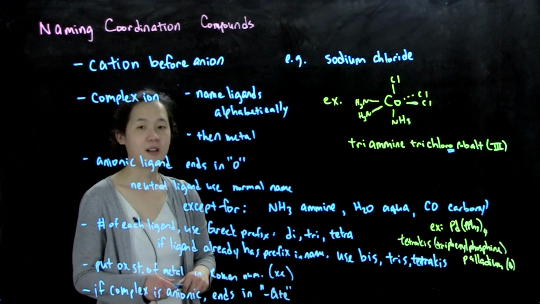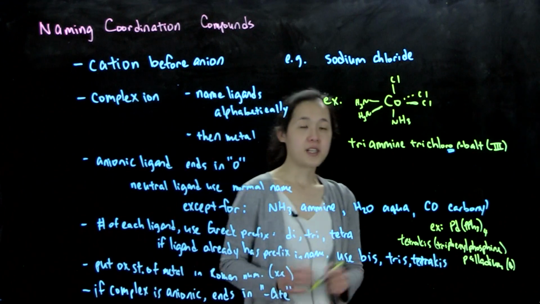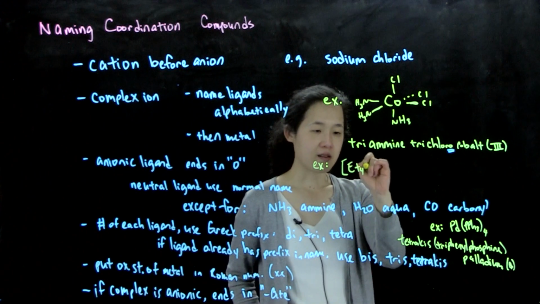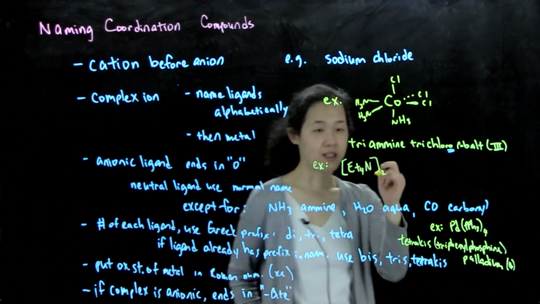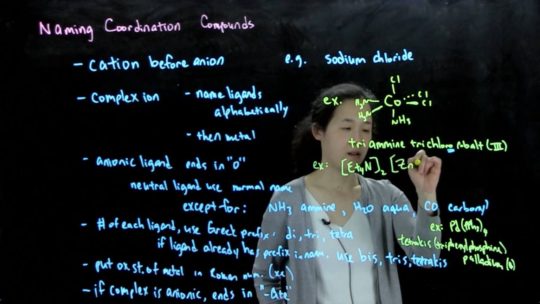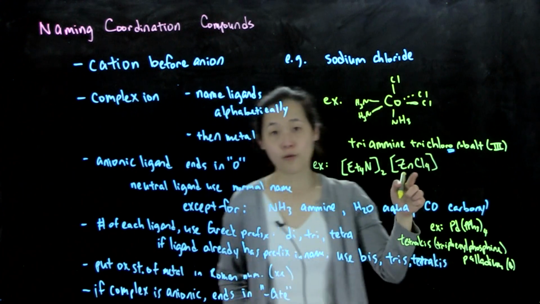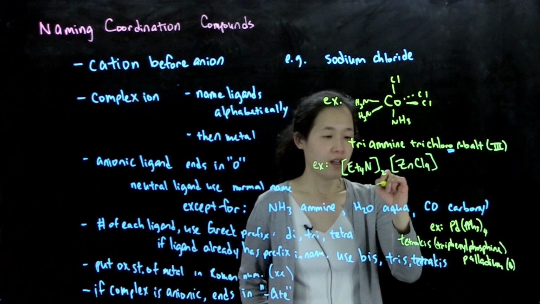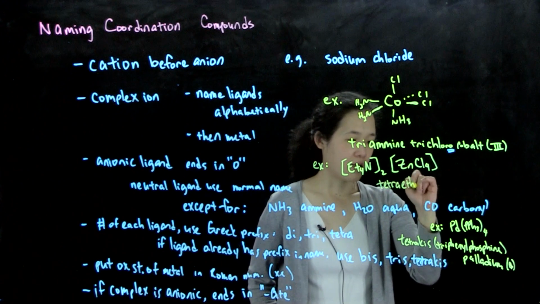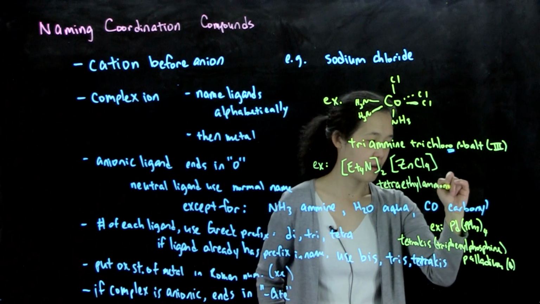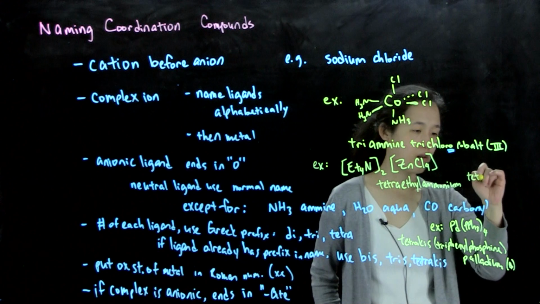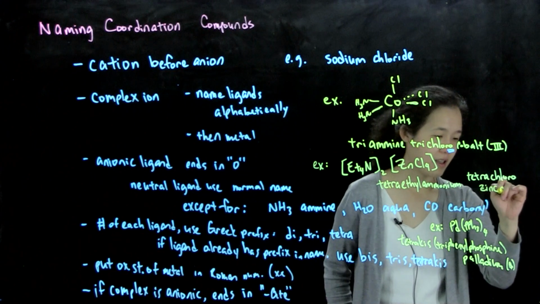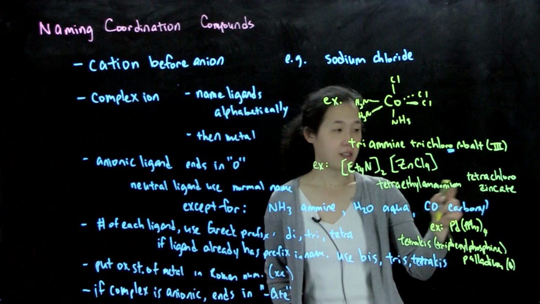So let me find some room. I'll do it up here. One example is, suppose we have this salt. Tetraethylammonium, so this is not the complex, this is just the cation. And then we have zinc with 4 anionic chloride ligands. Overall, this is an anionic 2- charged complex. So this would be tetraethylammonium tetrachlorozincate. Because this complex is anionic, we have the -ate.